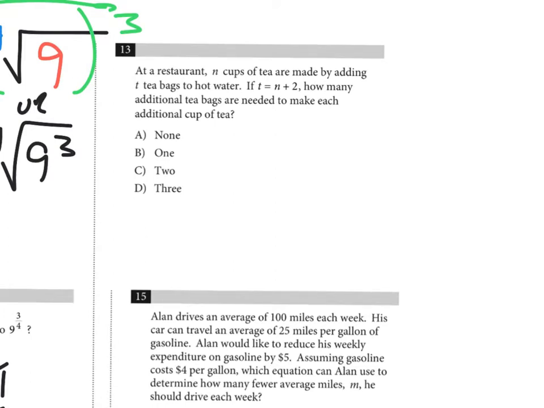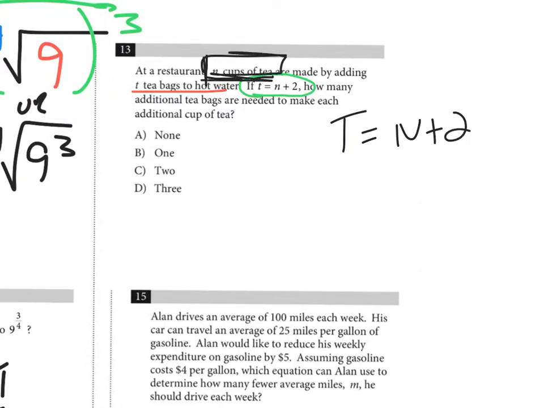Problem 13. At a restaurant, n cups of tea are made by adding tea bags to hot water. If t equals n plus 2, what I tend to do in these questions is I tend to choose numbers and see what my answer turns out to be. So since n represents the cups of tea, let's say that the restaurant makes 2 cups of tea.